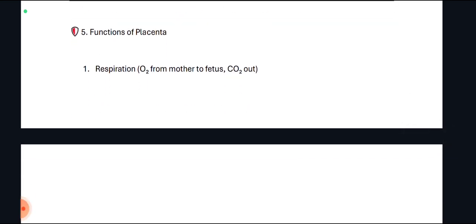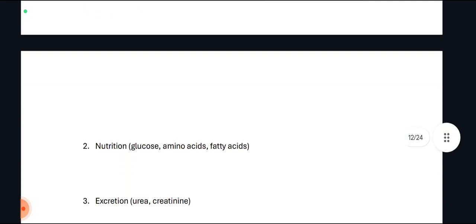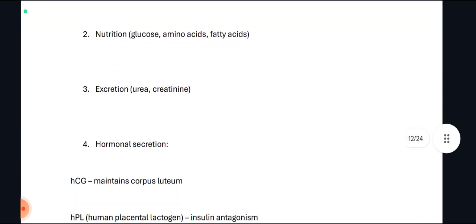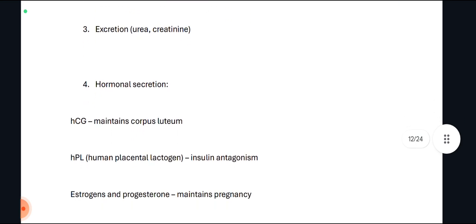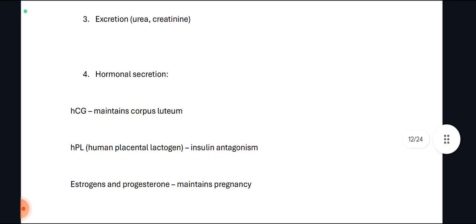First being the respiration. Oxygen from the mother is supplied to the fetus and CO2 is given back. Nutrition: glucose, amino acids and fatty acids are supplied to the fetus. Excretion of urea and creatinine is also done through the placenta.